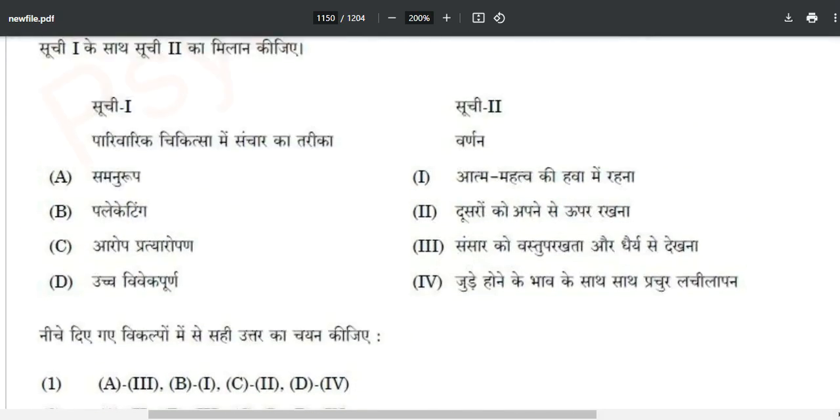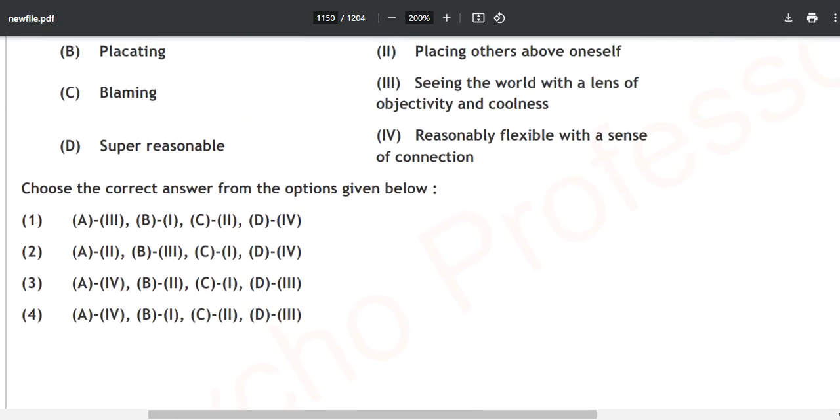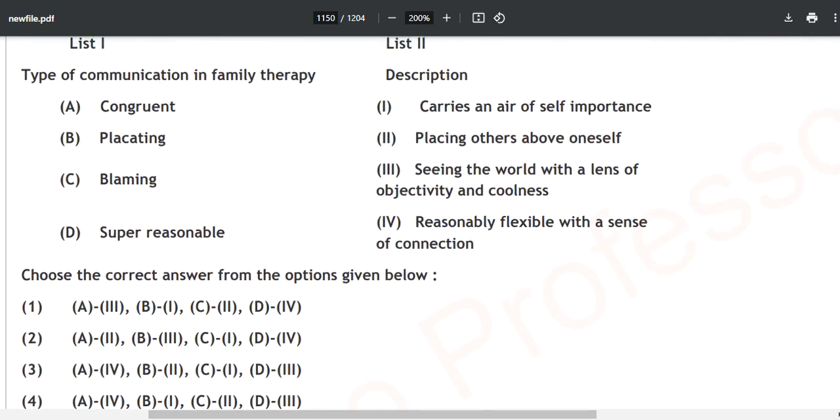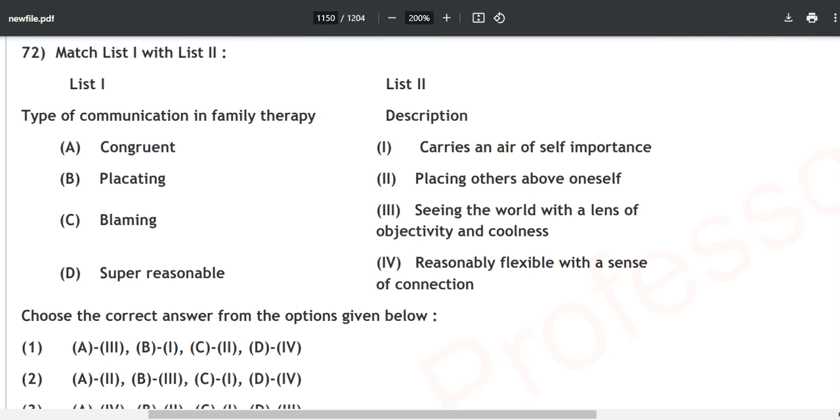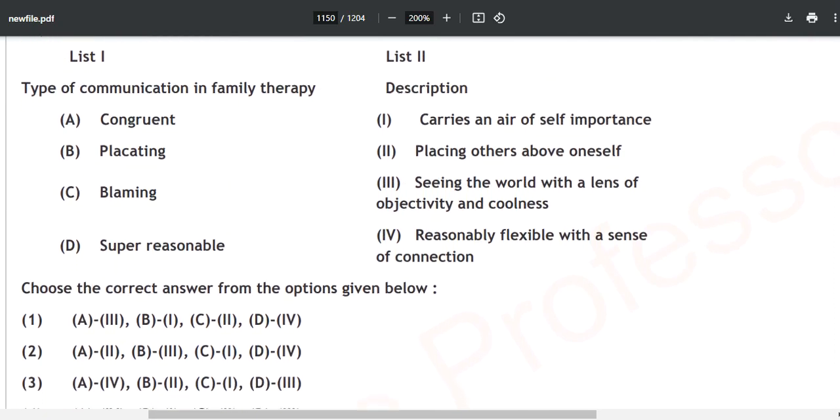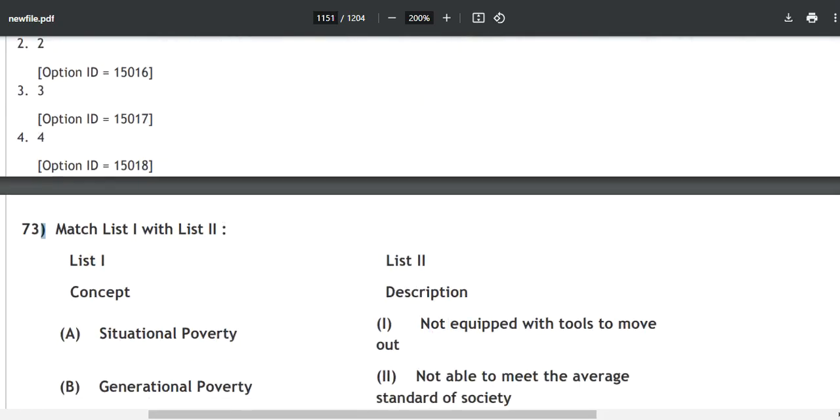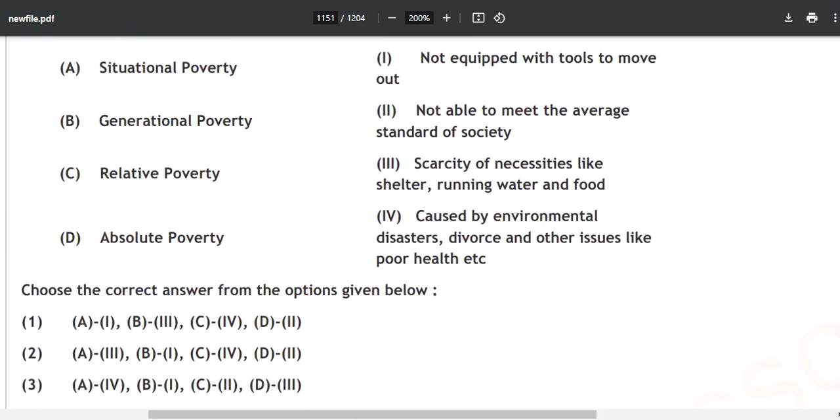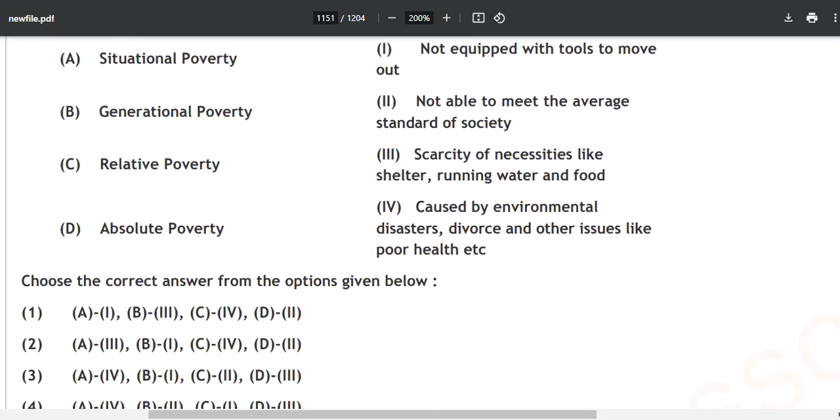Now, this question is again a PYQ, or just a common sense question once again. Didn't I tell you the answer? So what will be the answer over here? Situational poverty is this one, A4. Now we are left with two only. Generational poverty, this one, B1. So option number 3 is the correct answer over here.